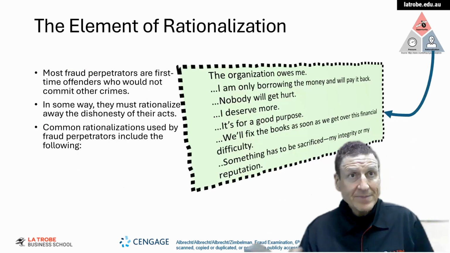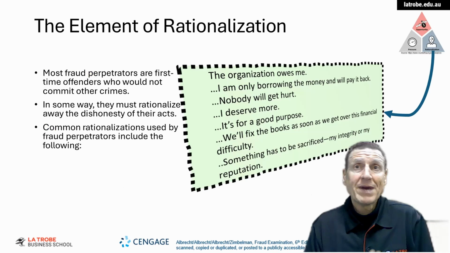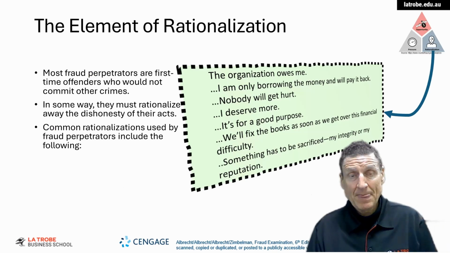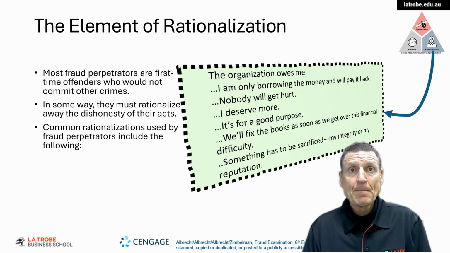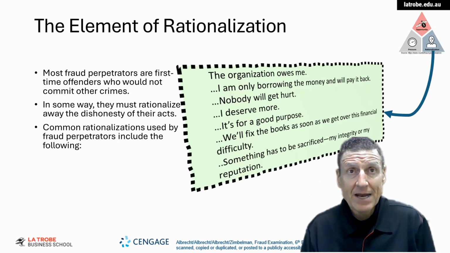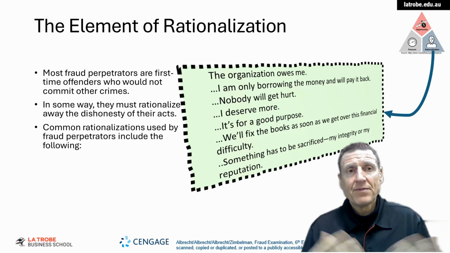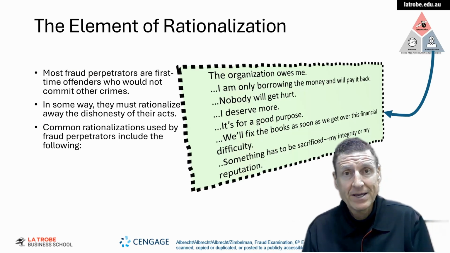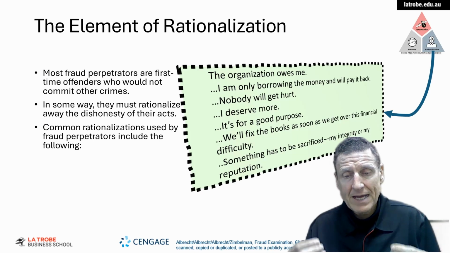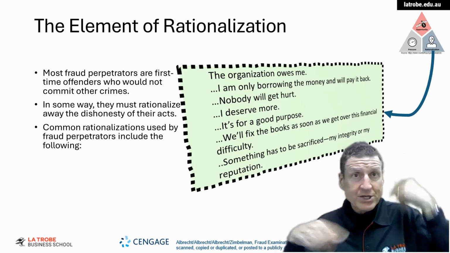The element of rationalization, all right? Remember, I was just talking about opportunity. We talked about pressure. We talked about opportunity. And now we want to talk about the element of rationalization. And that's what I mean is after you've committed the fraud or in the process of committing the fraud, perceiving and justifying why I should commit the fraud, I'm saying this to myself.